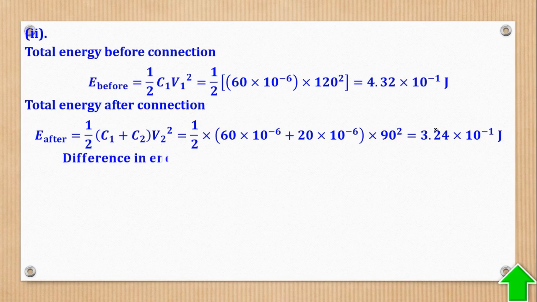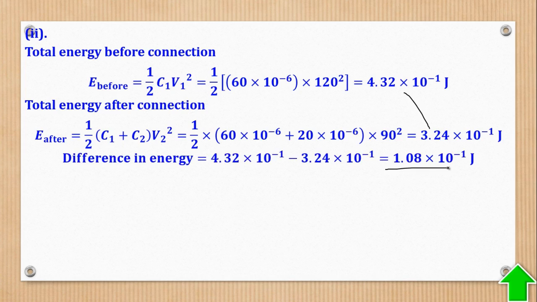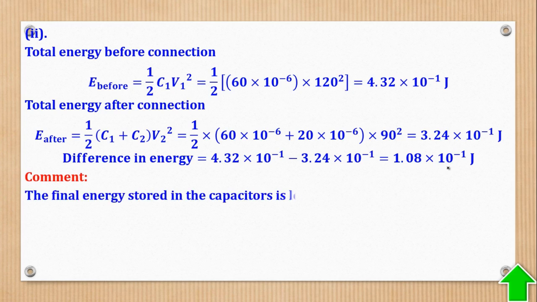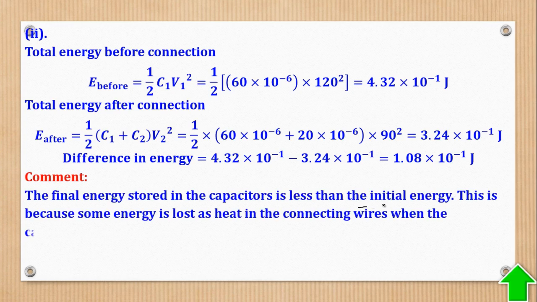Then they said you get the difference in energy. So difference in energy will be got by subtracting the 2 to give you this. And after that, they told you to account for the difference, to comment on the difference. So you shall come and say that the final energy stored is less than the initial energy. And this is because some energy is lost as heat in the connecting wires when the capacitors are joined together. I think that's what we already explained at the starting part.